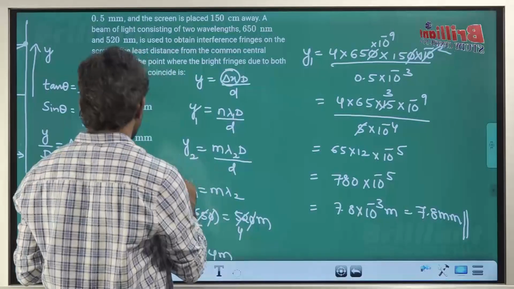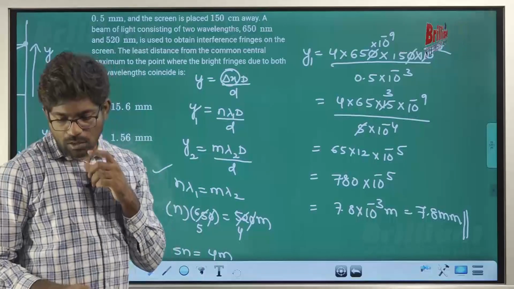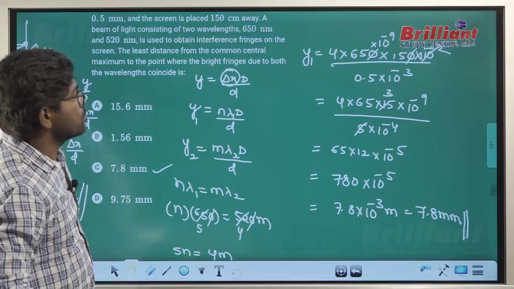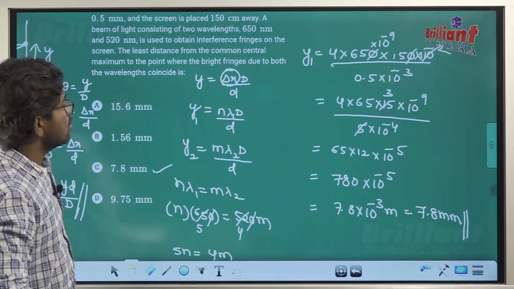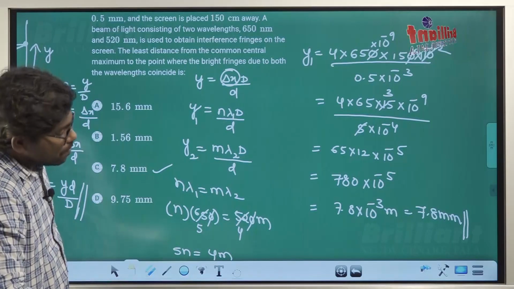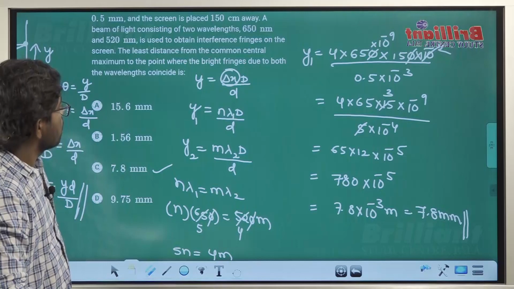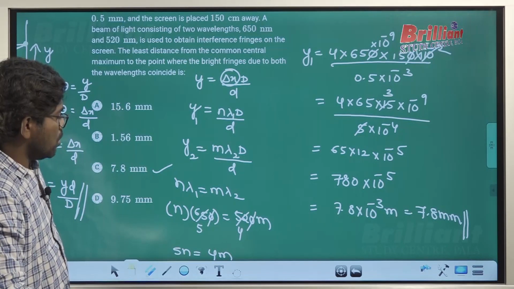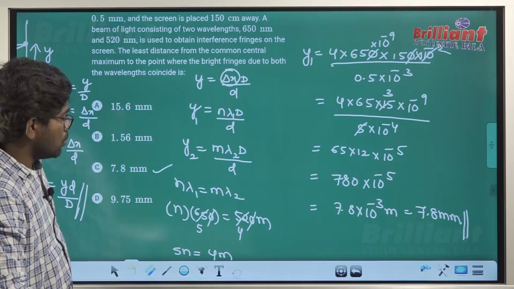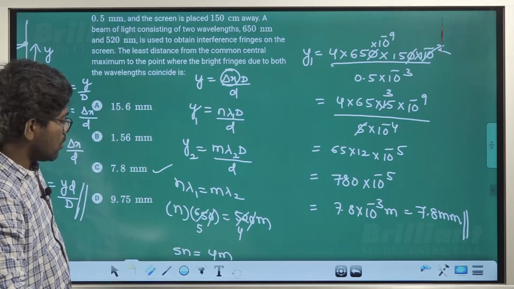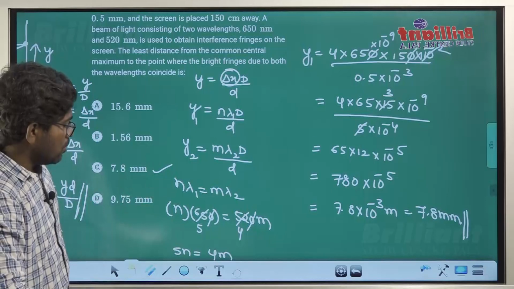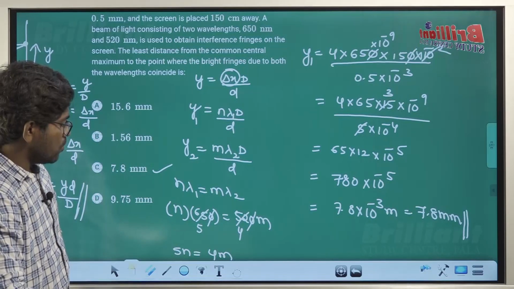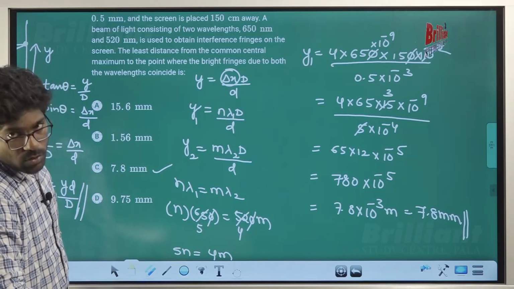Okay, 7.8 mm you'll be getting. Just check the calculation, okay? They are coinciding at some point, so n lambda 1 equals m lambda 2. Then the minimum values of n and m you have to get, so that will be n equals 4 and m equals 5.